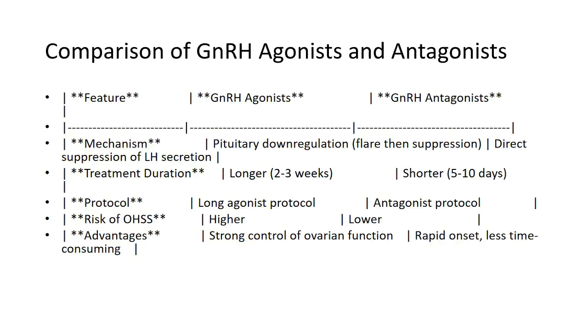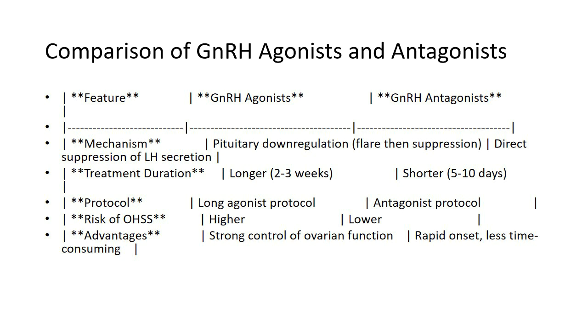3. Comparison between GnRH agonists and antagonists. Feature: GnRH agonists. GnRH antagonist. Mechanism of action: suppress pituitary function via downregulation, flare effect followed by suppression. Suppress pituitary function by blocking GnRH receptors.